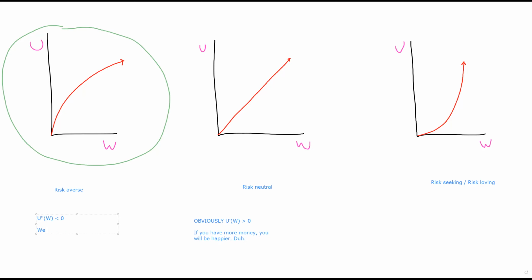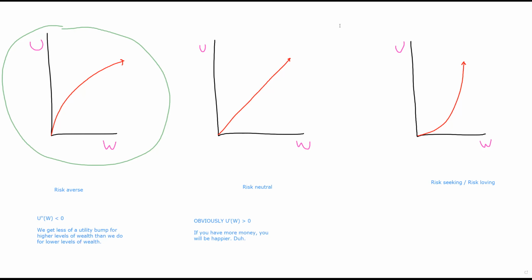This says that we get less of a utility bump for higher levels of wealth. We get less of a utility bump for higher levels of wealth than we do for lower levels of wealth. And this kind of makes sense.